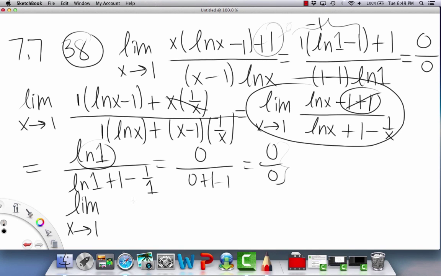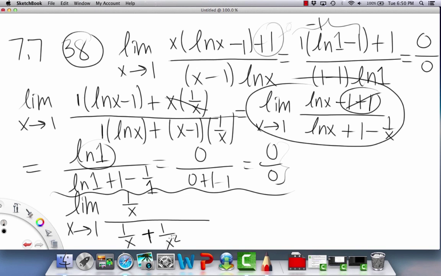So the derivative of the top is going to be, let's not get confused with that, 1 over x on the top, over, and then we're going to have a 1 over x down here. The derivative of the plus 1 is just 0. And then the derivative of the minus 1 over x is going to be a plus 1 over x squared. Okay? And now we can try plugging in 1 again and hope that it works.